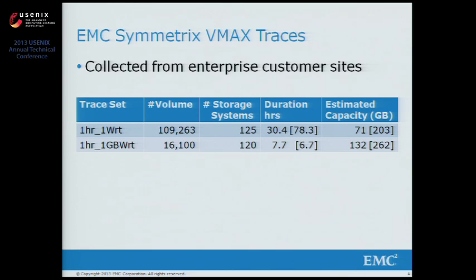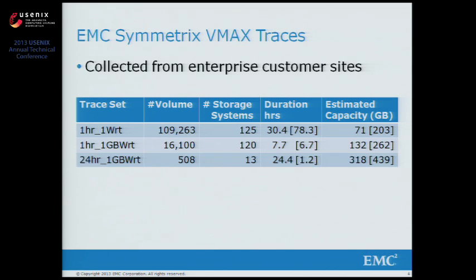Since we were focused on looking at incremental changes, we further subdivided these traces into the set that had at least 1 gigabyte of writes. Now we're down to 16,000 storage volumes that had traces. Then we're interested in looking at how data changes over time, so we required that a trace lasted at least 24 hours. Now we're down to a little bit more than 500 storage volumes that had traces from 13 VMAX systems. I should point out that these traces were gathered from customer sites, and so unfortunately we can't make them public as of now, but we are happy to work with students, and you can talk with me about that afterwards.